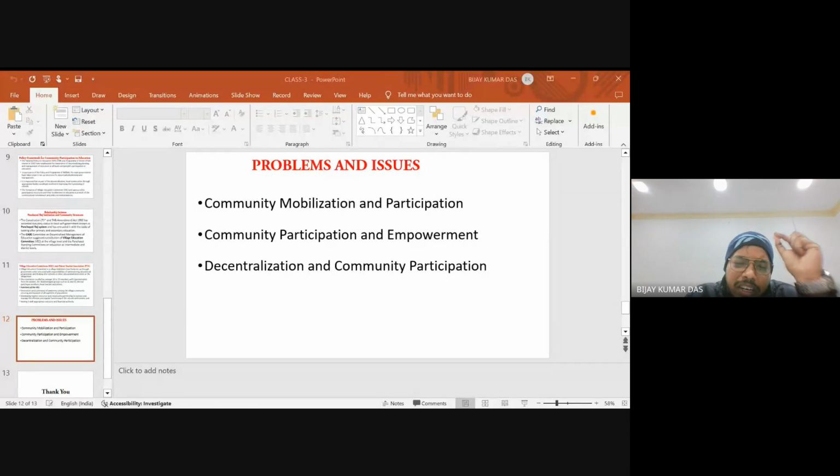And it is noted again that mere formation and functioning of these local level bodies does not ensure community participation, because they are not interested. It is community ownership in which decision making is entrusted to the community members.